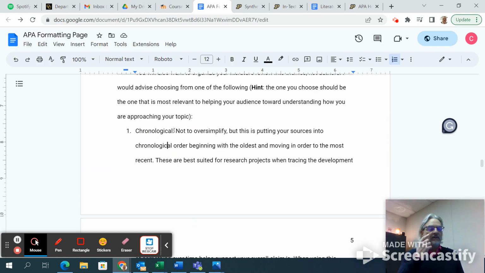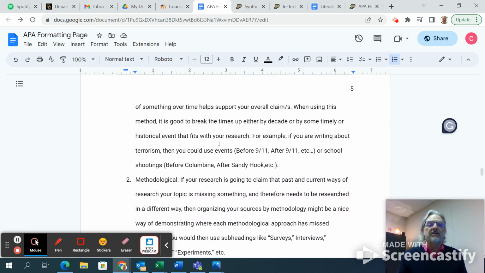Not to oversimplify this, but it's literally putting them in a chronological order from the oldest source to the newest source. Oftentimes these are best suited for research projects when the topic and how you're approaching the topic is showing, say, hey, this and such has happened over time. And today it looks like this, perhaps, right? Or the things that are happening today, we need to address them because they have changed over time is one example. So you would use subheadings to break those up, right?